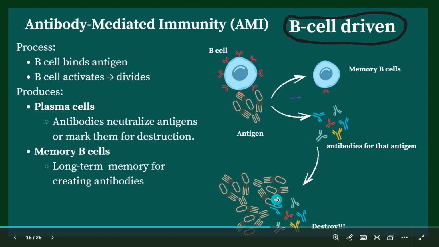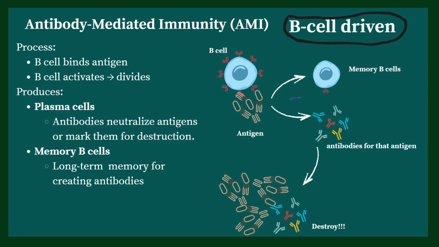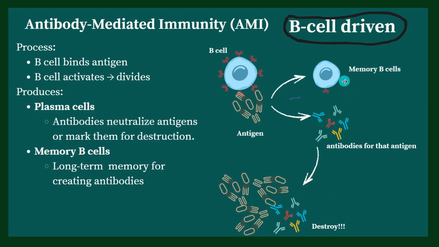They have some kind of pathway. Different B cells have different ways to neutralize or destroy antigens, but you don't need to know that for the MBLEx. All you need to know is the B cell divides and antibodies destroy antigens, and then we have memory cells that will remember that antigen in the future and divide again when it needs to.